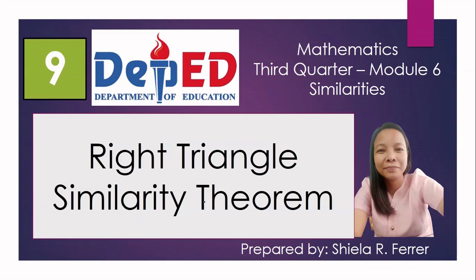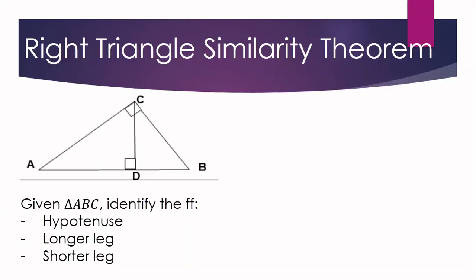Right triangle similarity theorem. Now let us have a review on right triangles. Given is right triangle ABC, because angle C here is a right angle. Let us identify the following. Number one, which side is the hypotenuse? Based on the figure, our hypotenuse is segment AB. Again, the hypotenuse is the longest side and it is opposite the right angle. Since the right angle is angle C, the side opposite the right angle is segment AB. So that is our hypotenuse.